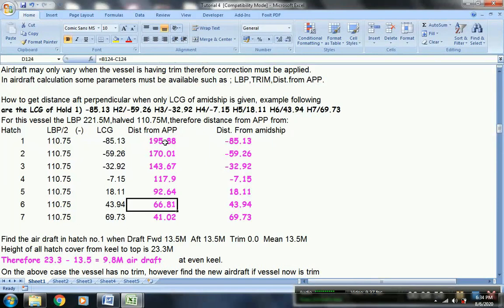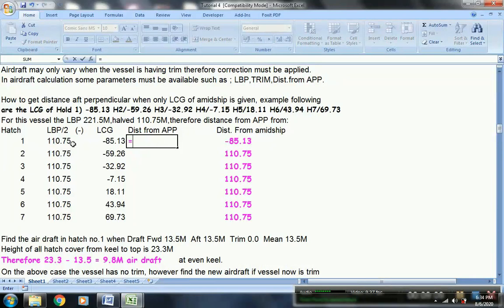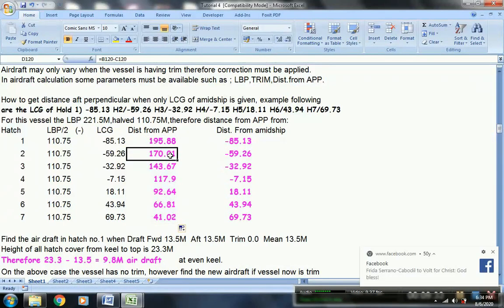Since we are required to get the distance from the perpendicular, I'll show you how it goes. This is the formula: equals half of 221.5, which is 110.75, minus the LCG at amidship. Then this will give you the distance from the perpendicular. Then simply drag down to copy from number 2 up to number 7, and you then have the distance from the perpendicular.